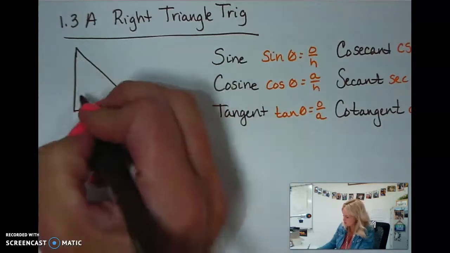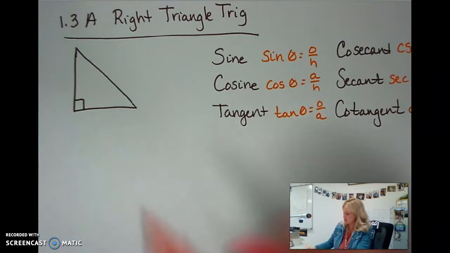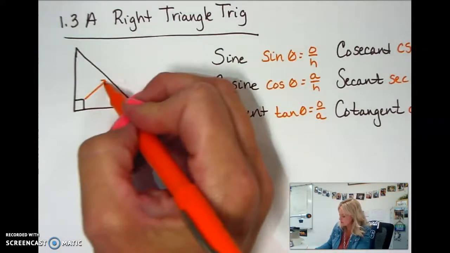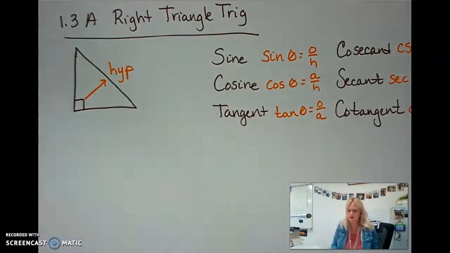Now, the twist that we're going to add today is that we have to identify which sides are opposite, which sides are adjacent. The side that never, ever changes is the hypotenuse. The hypotenuse is always the side opposite the right angle, and many of you remember it being always the longest side. What's going to change is where theta lies.